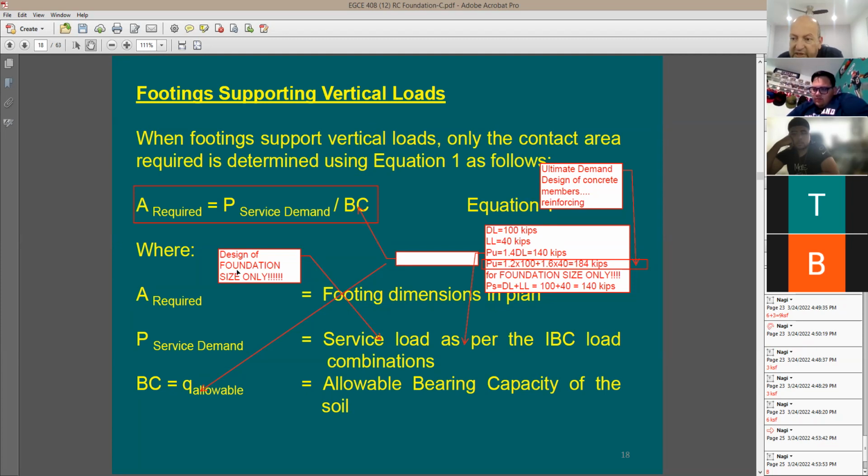What you need to do after this, you need to design the reinforcing. So the question is, where did you get the reinforcing from? Which load would you use to do the reinforcing? Look at this. It says ultimate demand: design of concrete members and reinforcing. So when you do the footing design for the reinforcing, this is going to be the force that you need to use. It's going to be the factored load, which you have used for the column design. Are we good? Any questions?